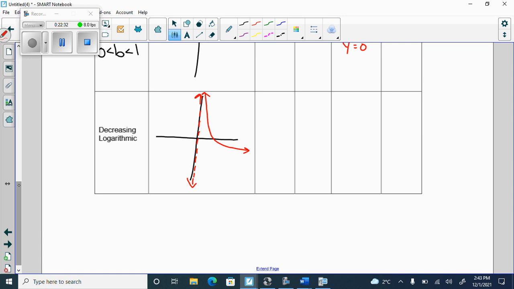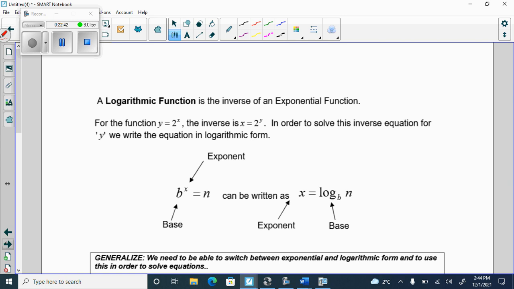So this is where we actually get into logs and stuff. Yeah, that's all I heard. Someone was telling me that they had to put logs in the equation.